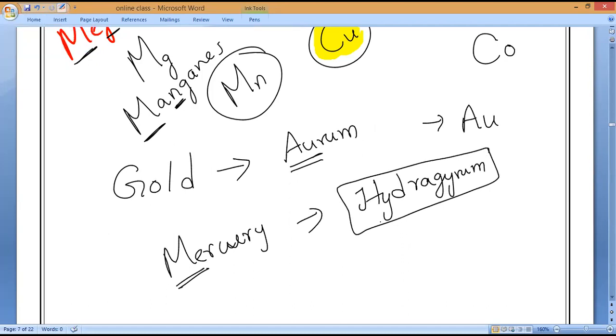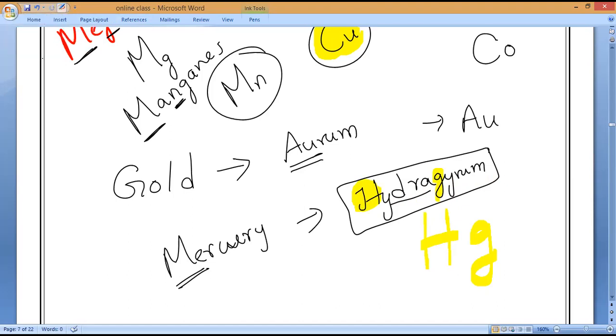So here, what is the symbol? Everybody see here. Not even the first four letters, all the letters are not coming. What are the letters they are taking? H and G. Hydra, H, gyrum, G. What is the symbol? Hydrargyrum. That is Hg. So that is how the symbols have been taken.